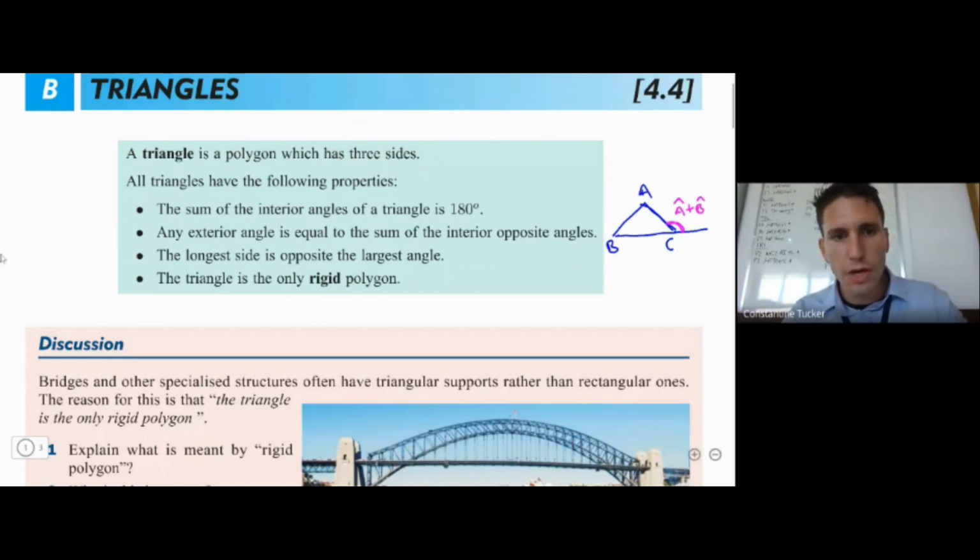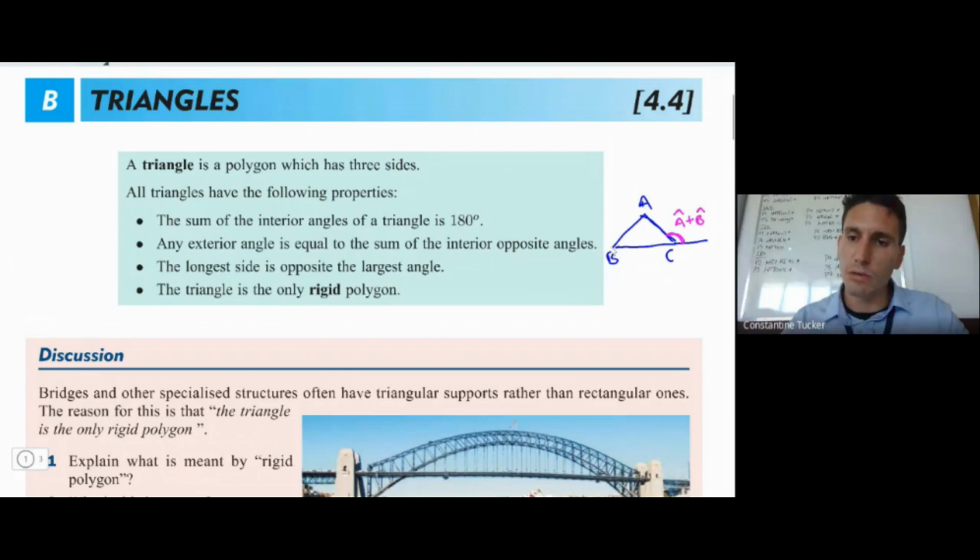Then what else do we know? The longest side is opposite the largest angle. So what does that mean? It means that if angle A is the largest angle, it's going to be opposite the largest side, side BC. If side AC were the largest side, then the opposite angle, angle B, would be the largest angle. So there's this kind of correspondence between the size of an angle and the size of the opposite side.